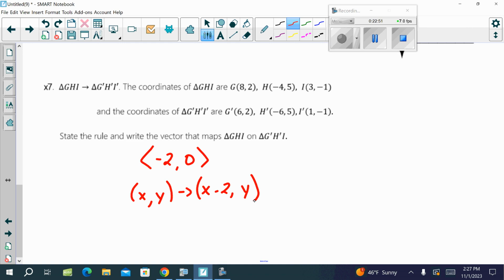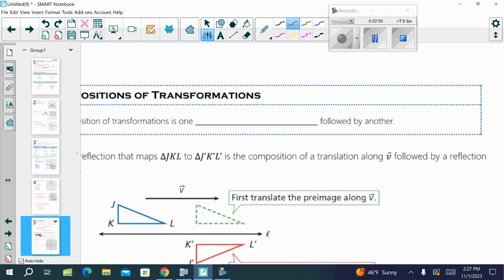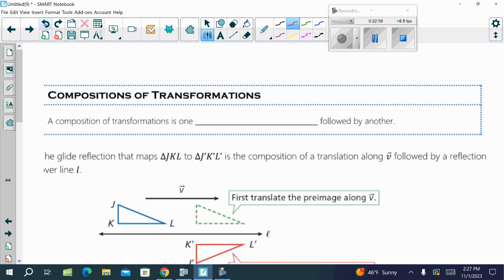All right, last page. Compositions again. So we learned about these yesterday. A composition of transformations is one transformation followed by another. So we have to be able to put more than one together.